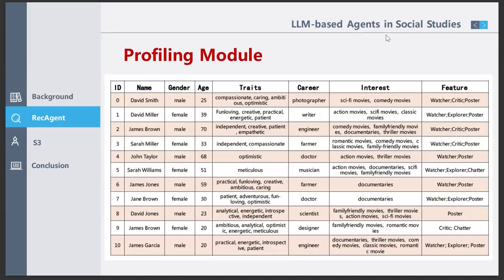In the profile module, the users can freely indicate the name, the gender, age, trait, career, interest, and features of the agent. These features can tell the agent to follow this character, and the agent can just behave like the people in real-world scenarios.